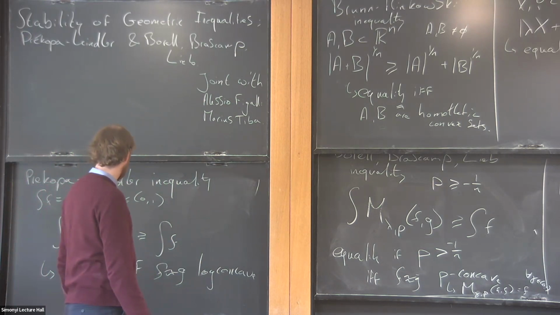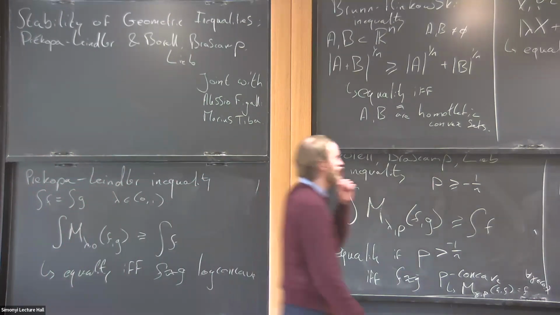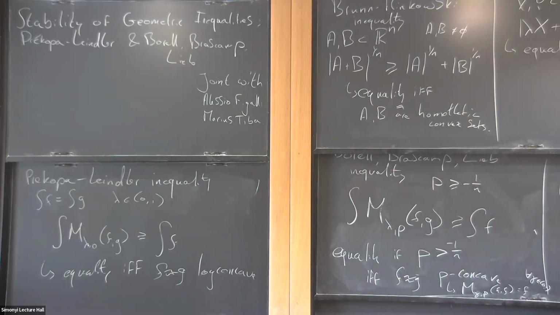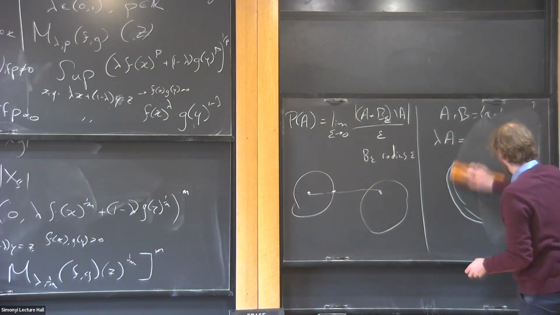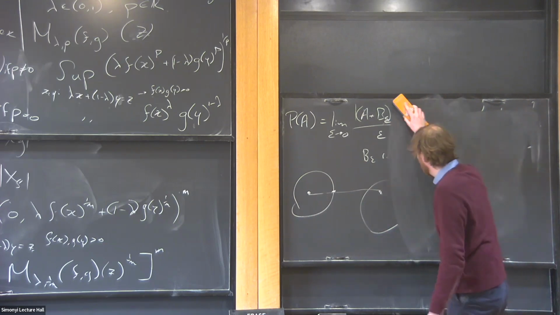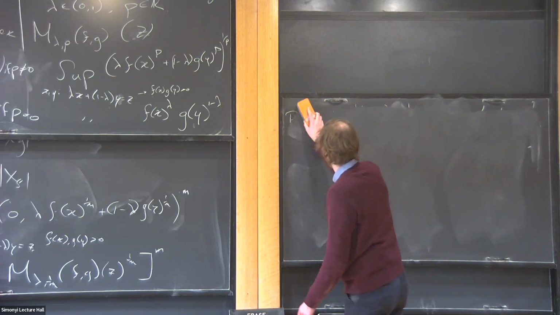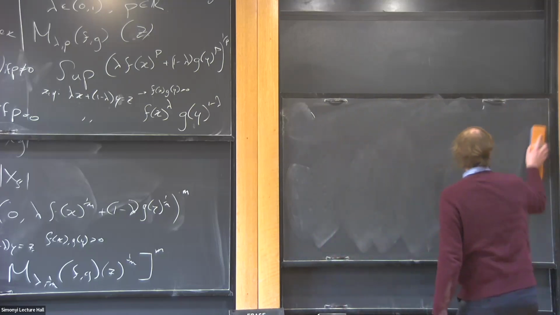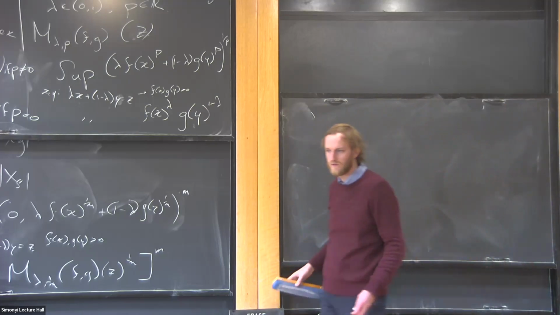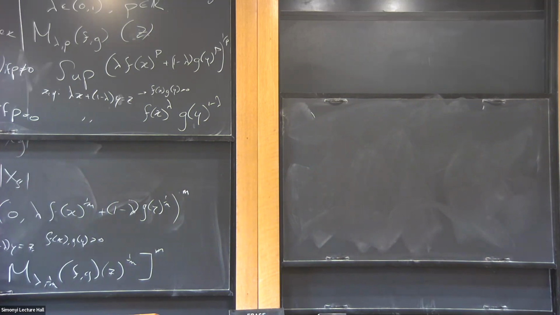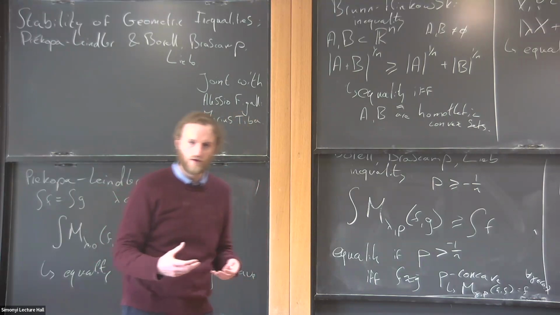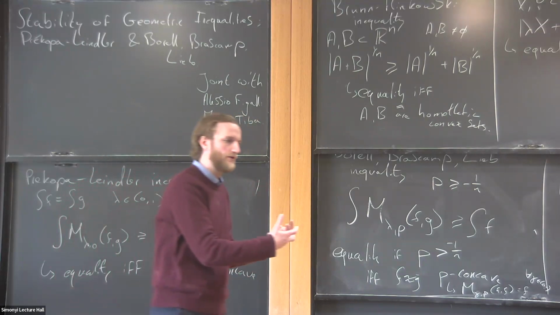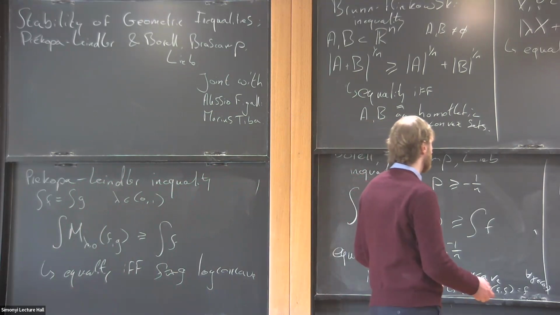All right, so let's talk a little bit about stability. What do we mean by stability? We have these inequalities and we have these hand-wavy descriptions of when equality is achieved, and we want to find some stability. So, we might not have actual equality, but we almost have equality. Does it mean that the objects that we're considering are also very close to the extremal objects that we have described?